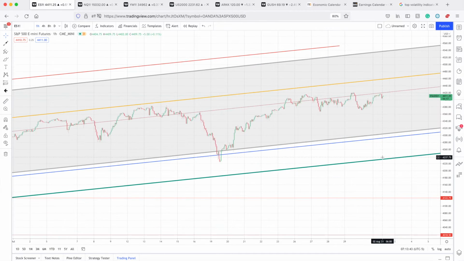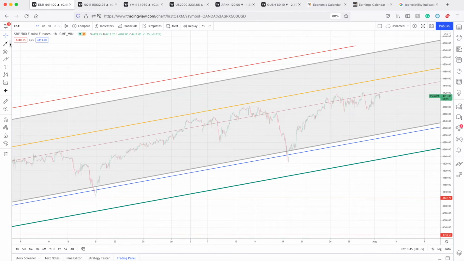As you can see, clearly we've been trading sideways since July 25th. Although this might be a little skewed to the upside, nevertheless, it's obvious that we're trading sideways. So what's next?